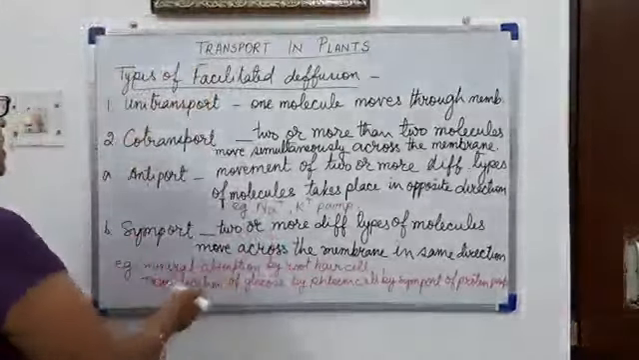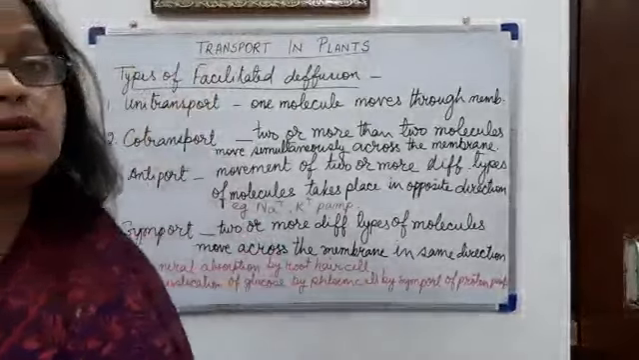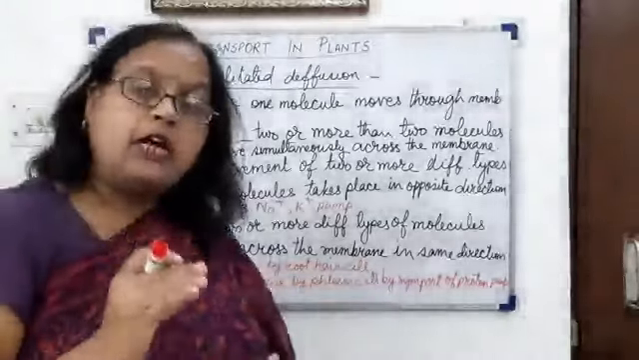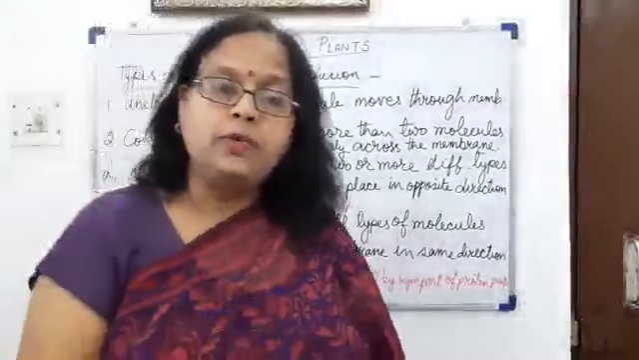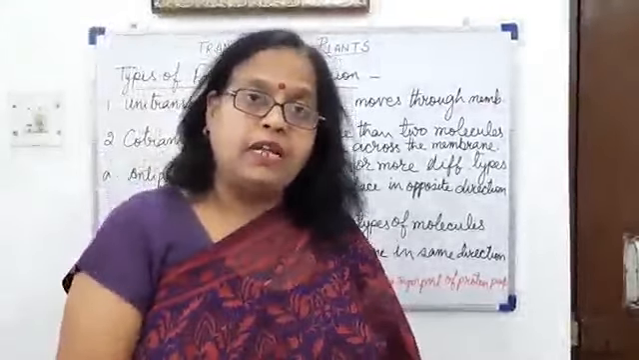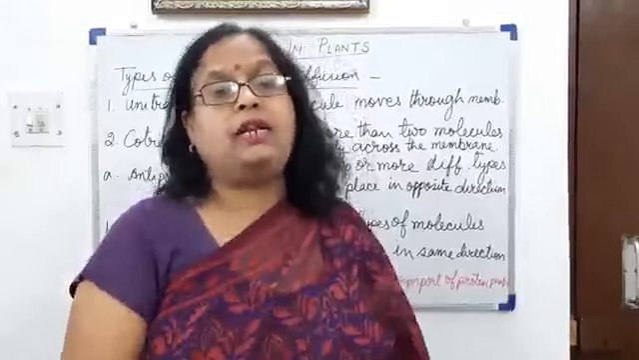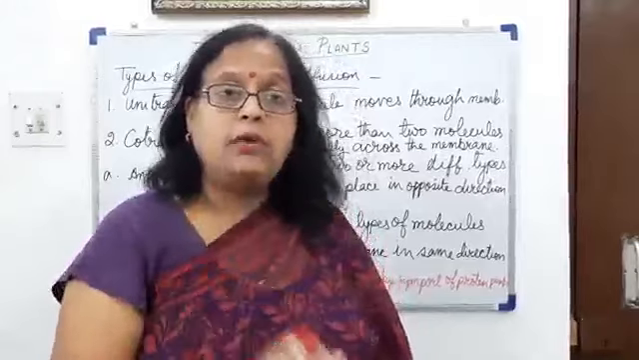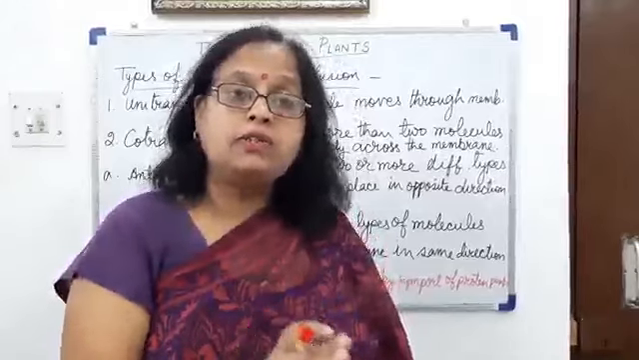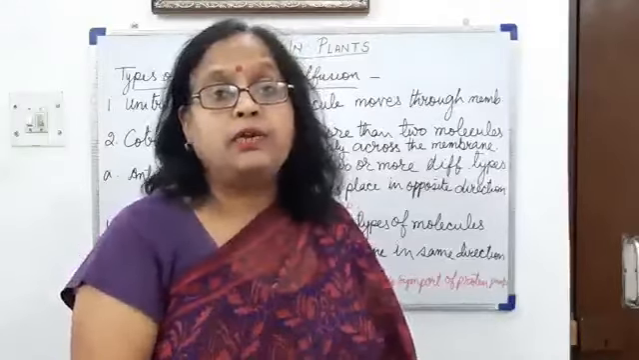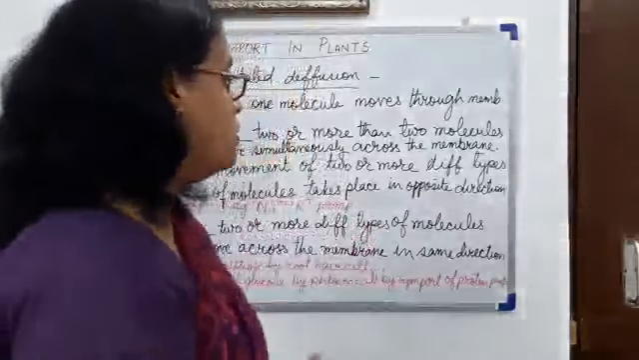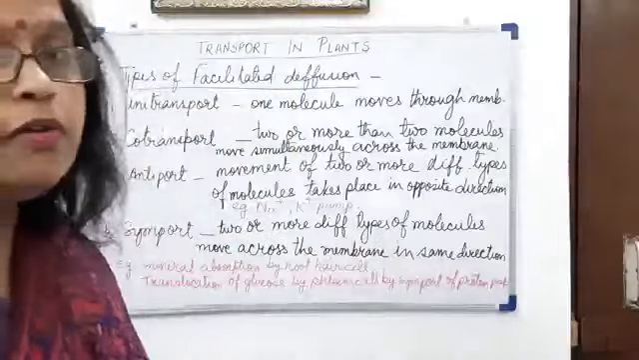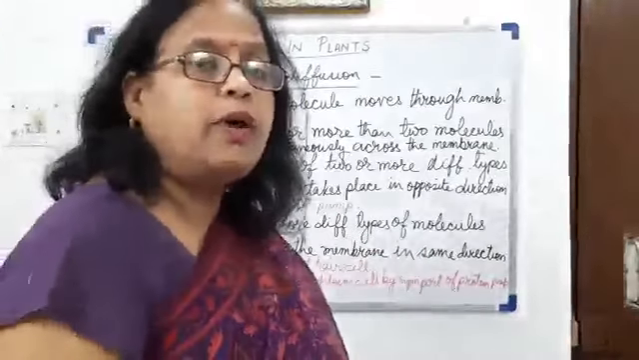Then the second example is translocation of glucose by phloem cell. Means when the glucose is transported by the phloem cell, it is transported along with the proton pump. Means along with the protons, the glucose is also being transported into the cells. So these are the examples of different types of means of transport by diffusion.